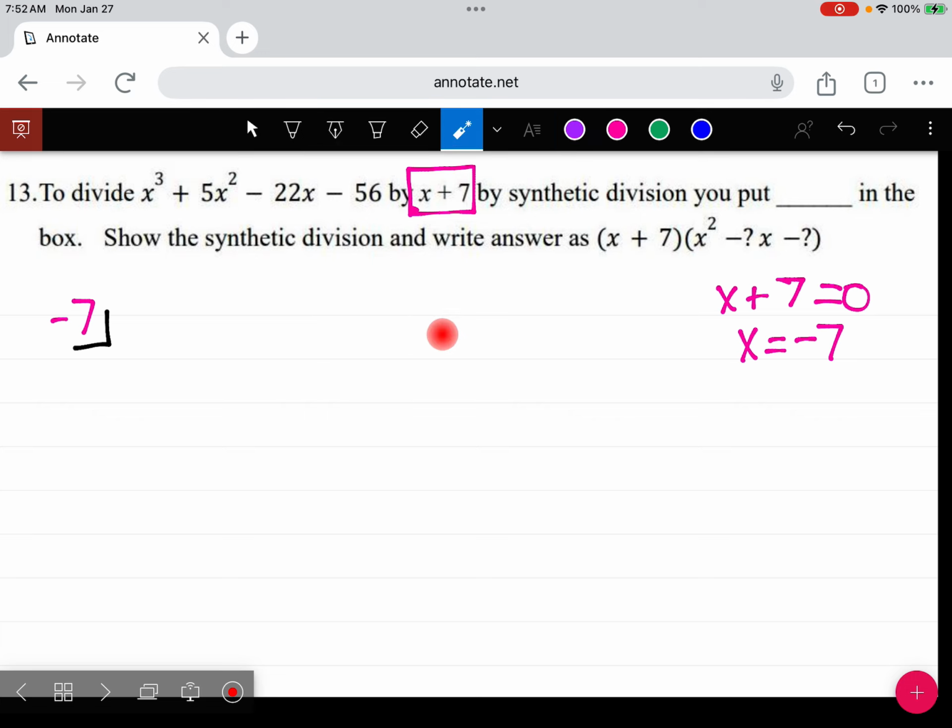What are the numbers that we're going to put over here? 1 from the x cubed. 5 from the x squared.